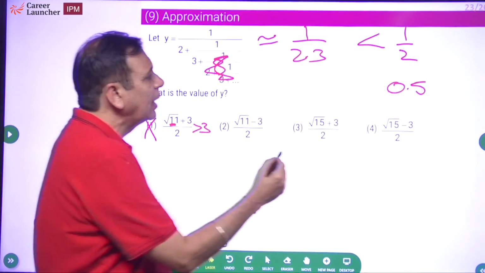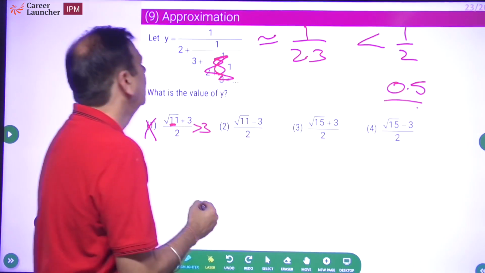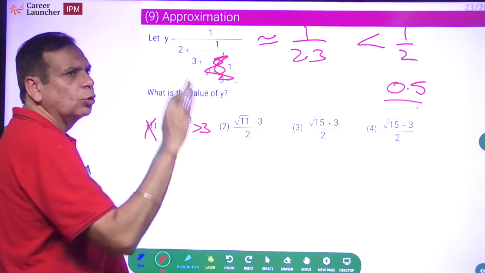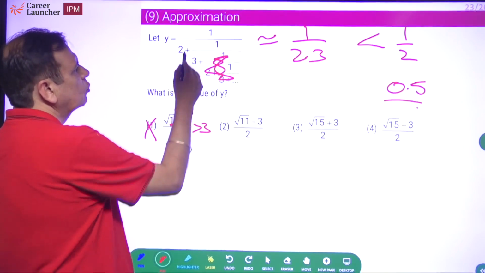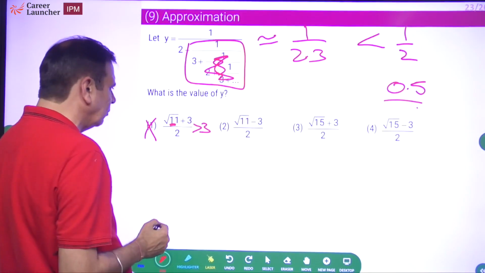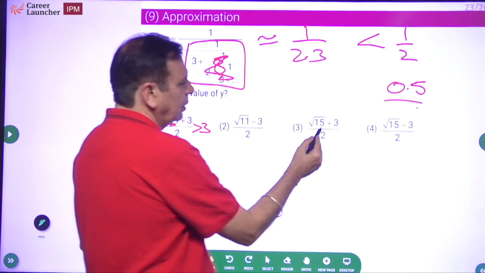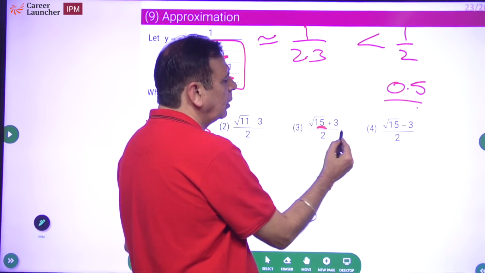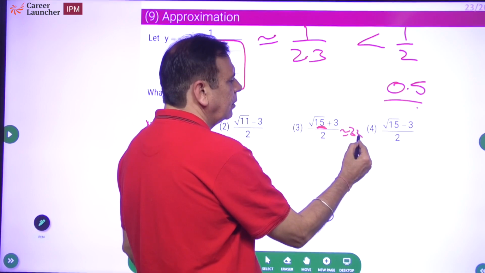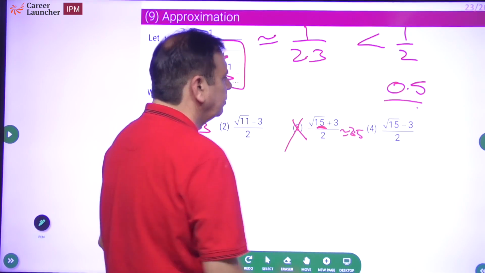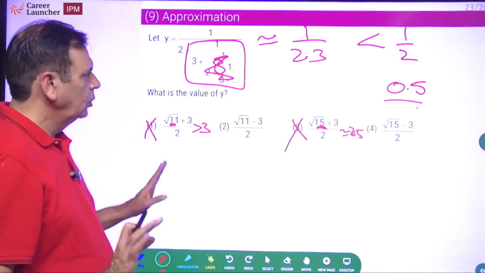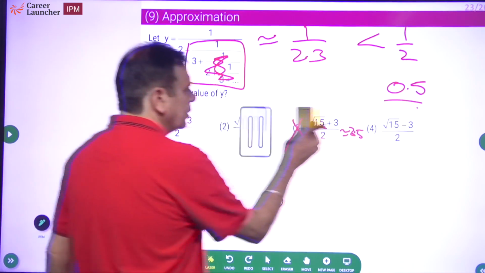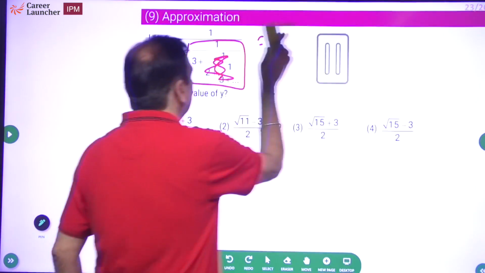Wrong choice. We need a value which is less than 0.5 because this value is definitely going to be less than 1/2. This is 2 plus something, no? So it has to be less than 1/2. Similarly, this is approximately 4, approximately 3.5. Wrong choice. Okay. Two choices gone. Let me just erase this and write it down again for you neatly.